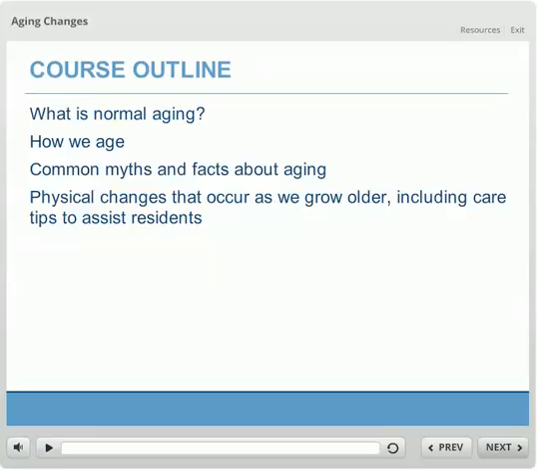Course outline. What is normal aging? How we age? Common myths and facts about aging. Physical changes that occur as we grow older, including care tips to assist residents.